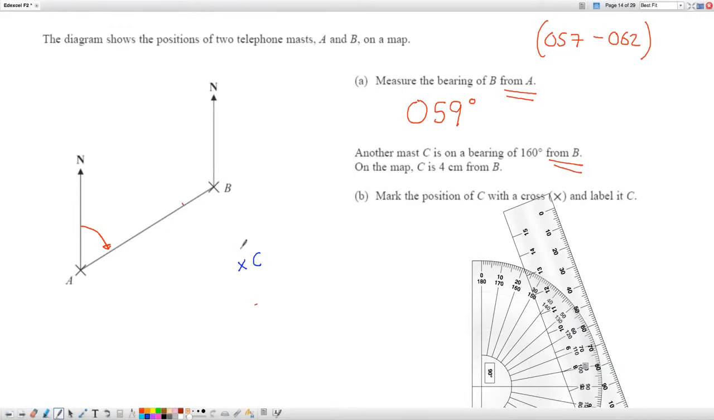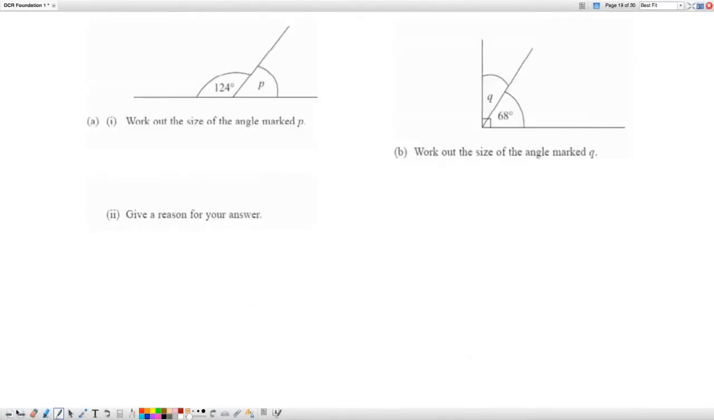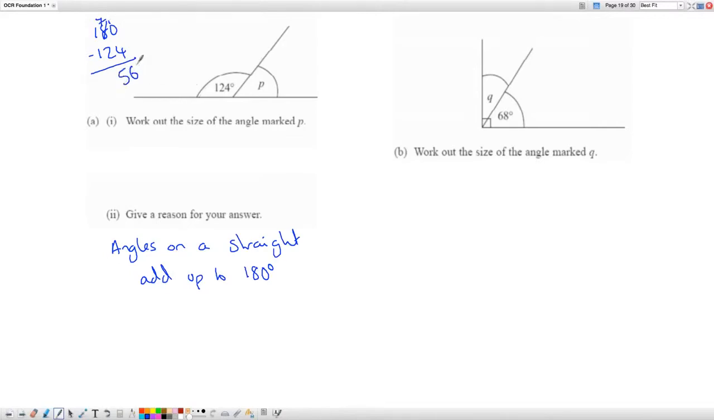So 2 parts there to that last part of this question. Work out the size of the angle marked P. This is a straight line. Angles on a straight line add up to 180 degrees. 180, subtract 124, gives us 56. Angle P is equal to 56.